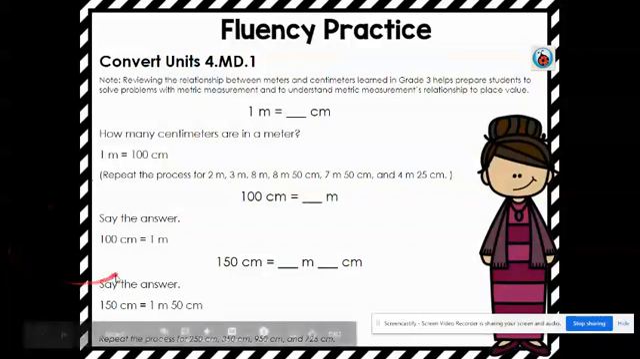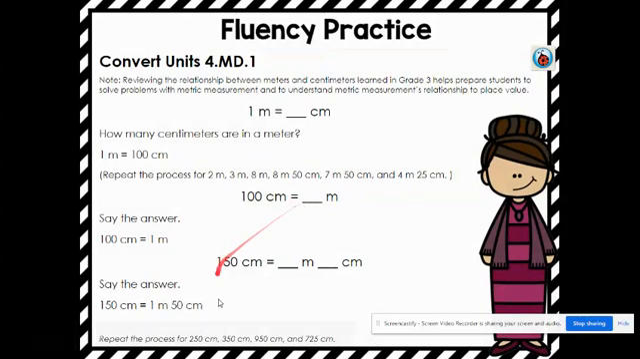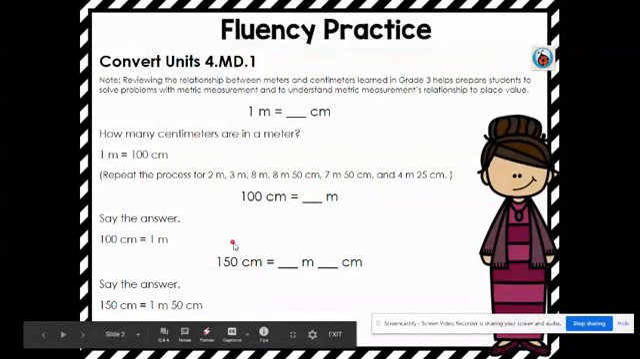Okay, so let's look at this. If I have 100 centimeters, that's equal to 1 meter. If I have 150 centimeters, that's equal to 1 meter and 50 centimeters. So 1 meter and 50 centimeters.